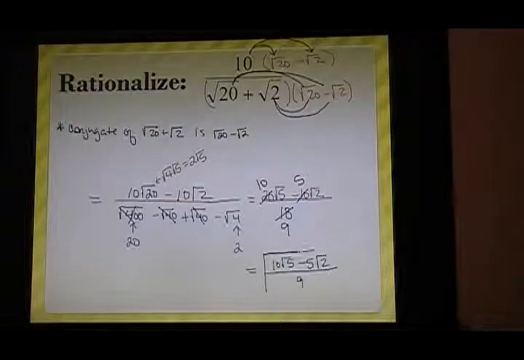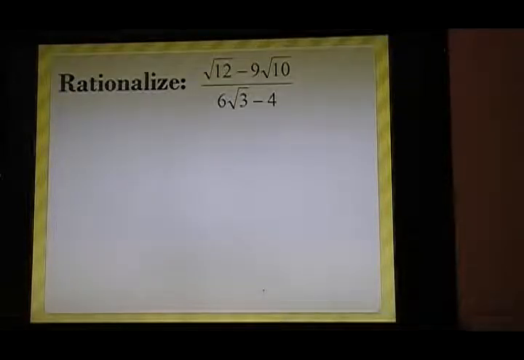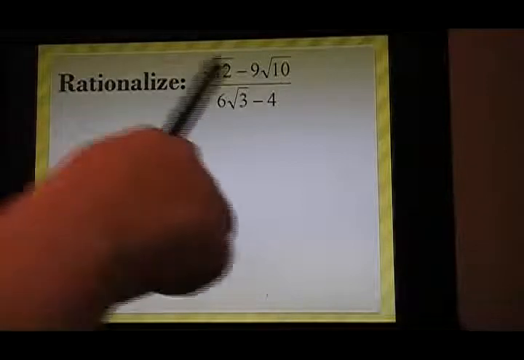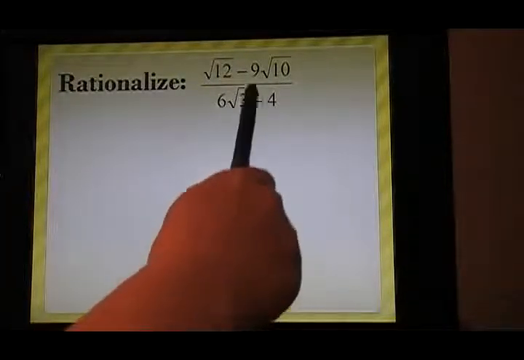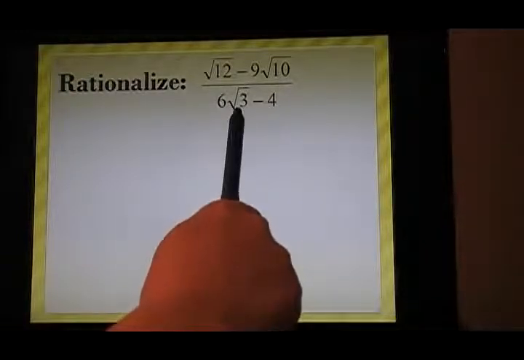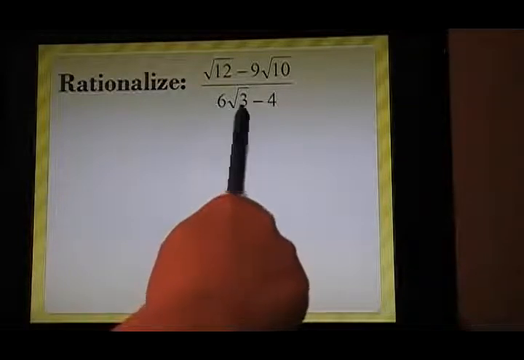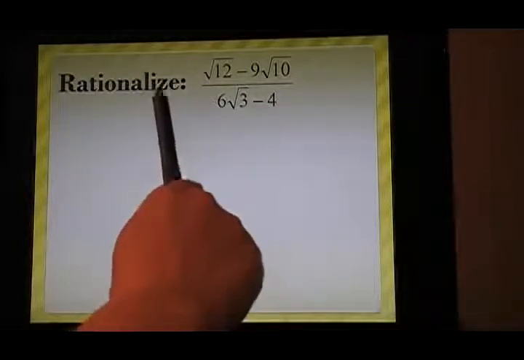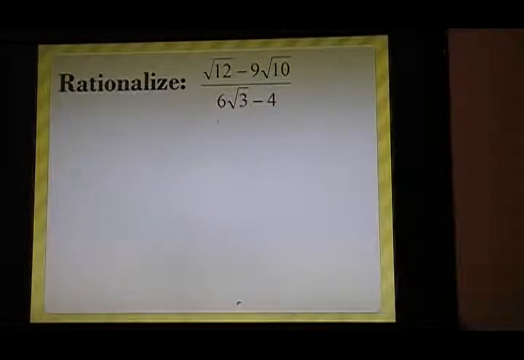So this fraction is in the appropriate form. Okay? One more. So we've got the square root of 12 minus 9 root 10 all over 6 root 3 minus 4. Okay? We do need to rationalize because we have roots in the bottom. And so the conjugate of 6 root 3 minus 4 is 6 root 3 plus 4. So to rationalize, we're going to multiply by 6 root 3 plus 4.